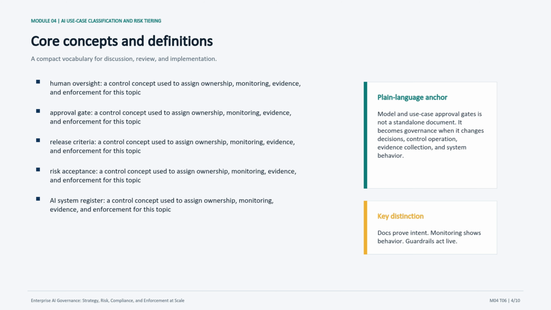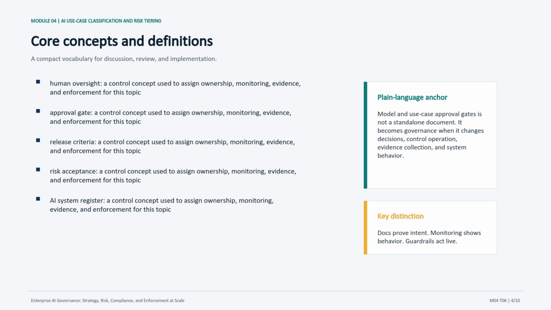The plain language anchor is the most important message on this slide. Model and use case approval gates becomes governance only when it changes decisions, control operation, evidence collection, or system behavior. I also want to emphasize the distinction in the lower callout. Documents prove intent, monitoring shows behavior, and guardrails act live. Those three layers work together, but they are not interchangeable.